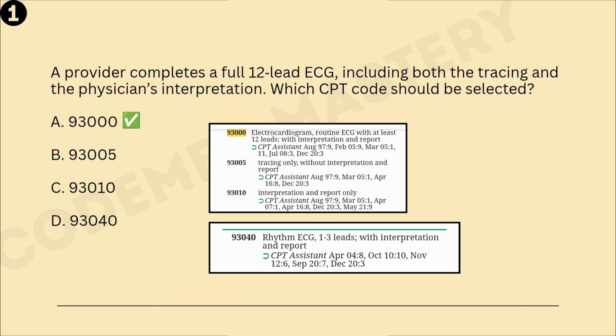In option B, there is no interpretation and report, so it is wrong. 93010 is wrong because it is only for physician's interpretation and report. It does not include the ECG tracing itself. So you have to use this code when there is only interpretation and report. And option D is for rhythm ECG. That is not given in the question.